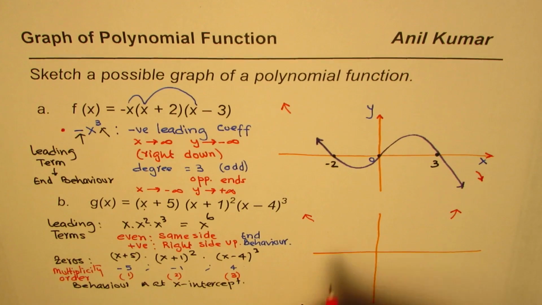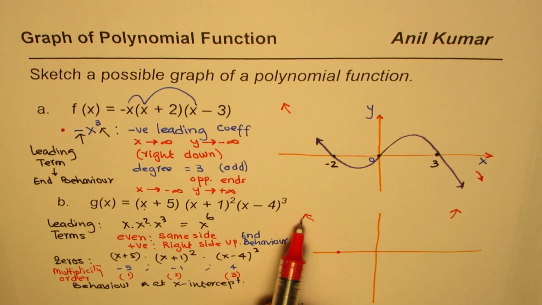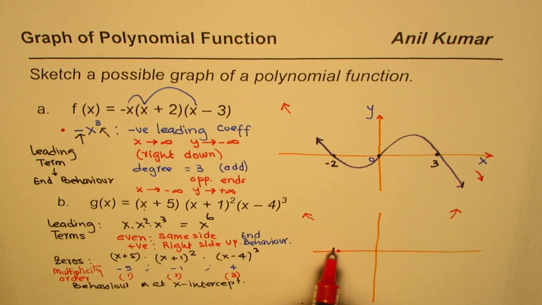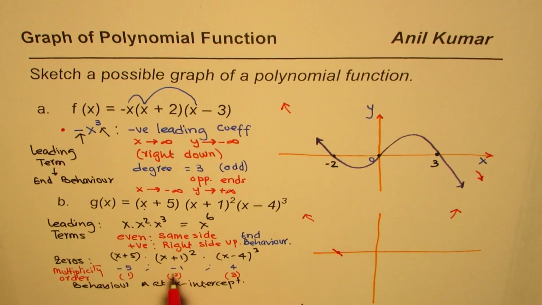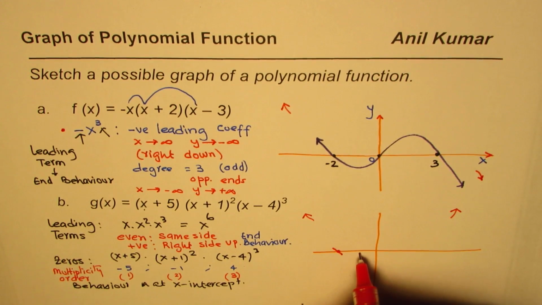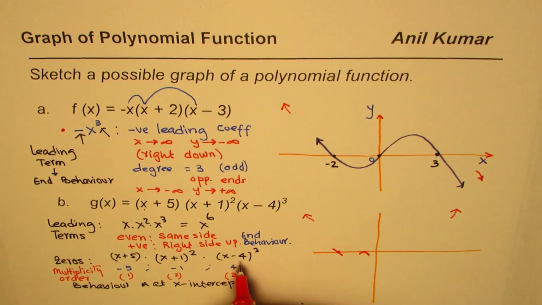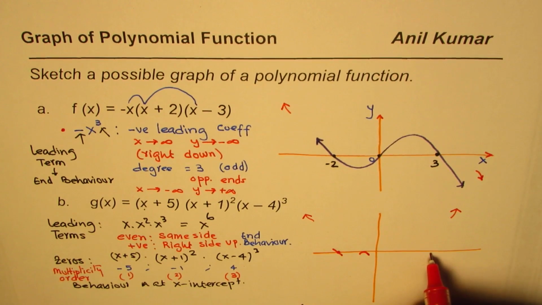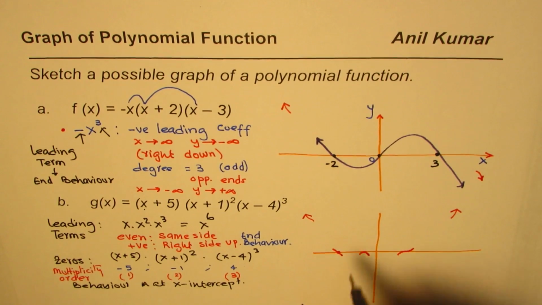The first one is at minus 5. Let us say this is minus 5 for us, and it is linear. Since we are moving from quadrant 2 to 1, linear means it will just cross, kind of like a straight line. Do you see that? Then we have a zero at minus 1, which is quadratic, degree 2, so it will bounce back like a parabola. That is the second zero. And then we have a zero at 4. Now this zero is cubic, order 3, right? So it will kind of go like this, the tilde sign. So that is how it is going to be.